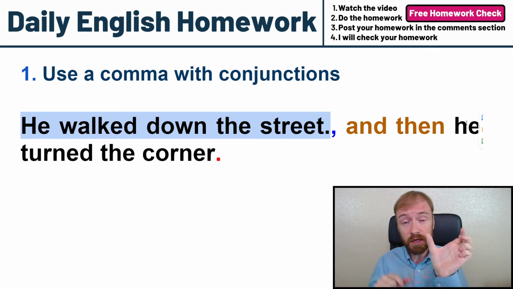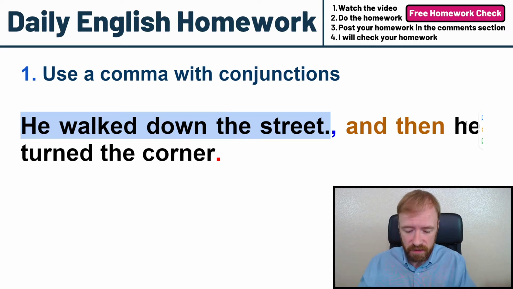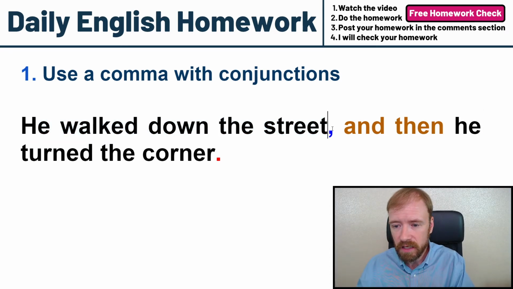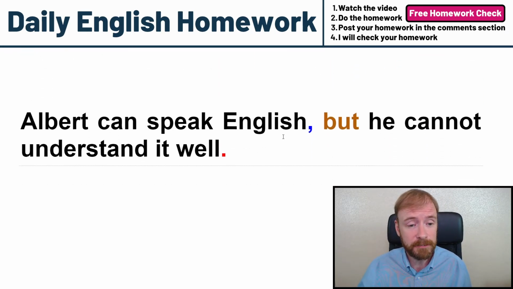He walked down the street. He turned the corner. That's okay to write two sentences, but we can connect these sentences because it'll sound better and the information is related to each other. So yeah, let's use "and." And then he turned the corner. Let's use a comma there. It helps us connect these two sentences.